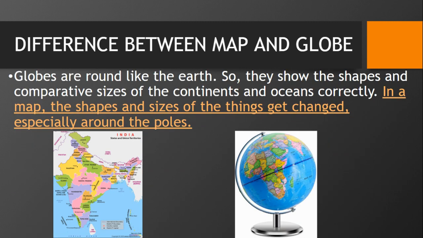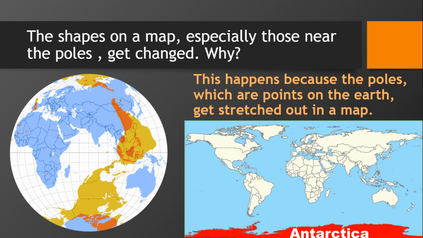Next difference is a globe shows the shapes and comparative sizes of the continents and oceans correctly. A map does not. Why? This is because the earth is round like a globe and not flat like a map. The shapes on a map, especially those near the poles, get changed.